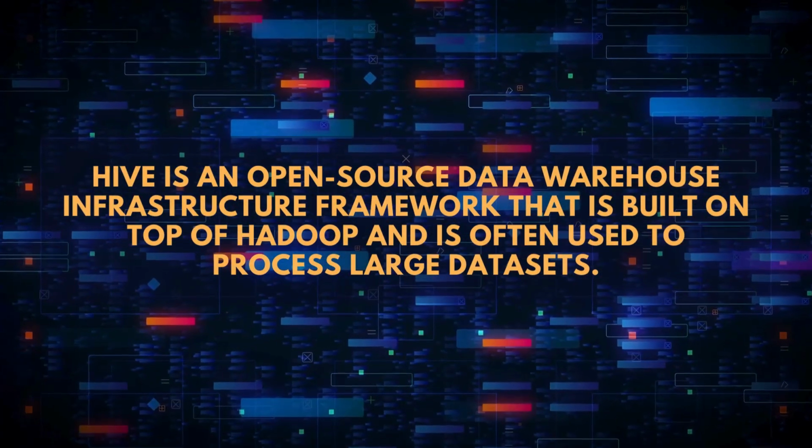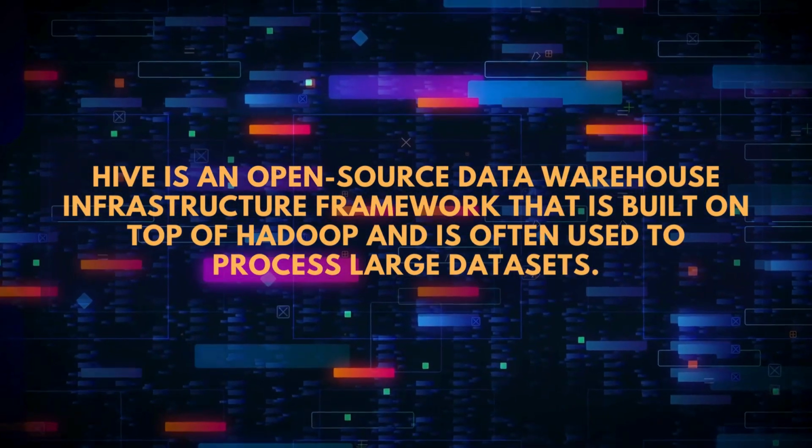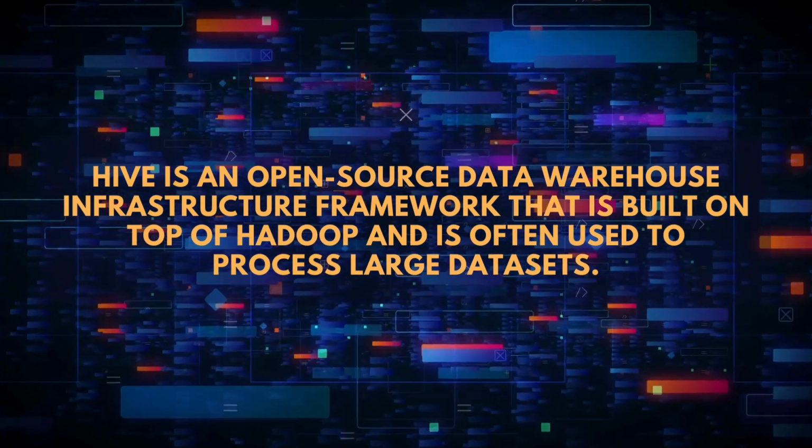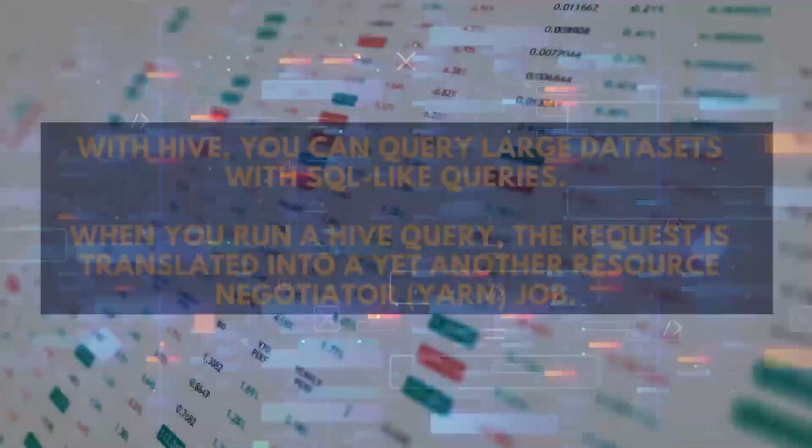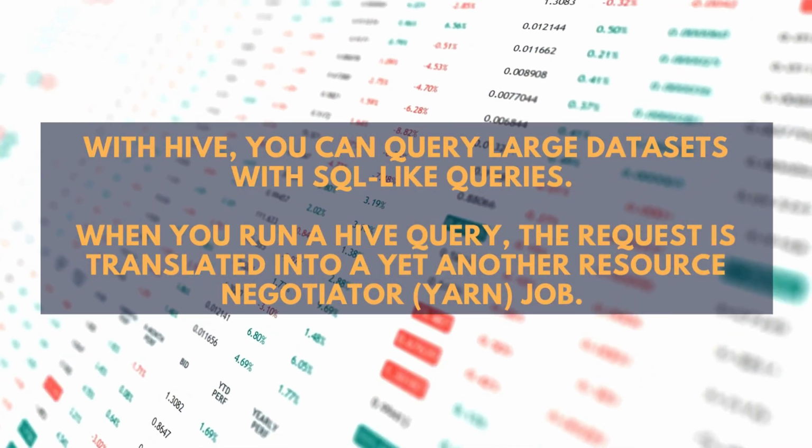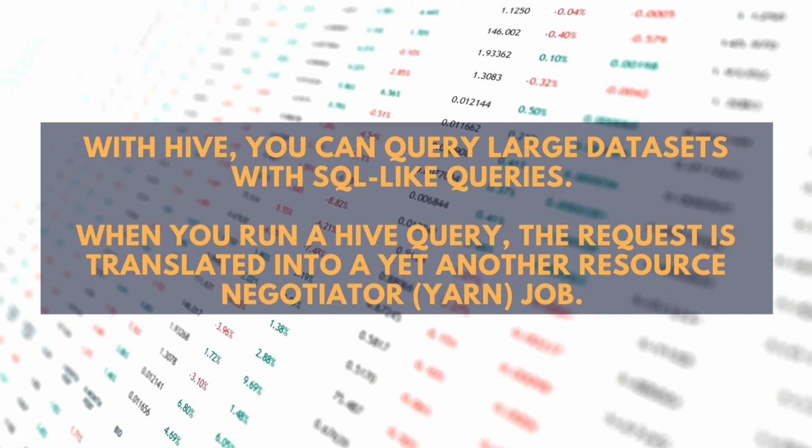In this lab, you will use Amazon EMR to process logs that are stored in an S3 bucket. To process the data in Amazon EMR, you will use Apache Hive. Hive is an open source data warehouse infrastructure framework that is built on top of Hadoop and is often used to process large datasets. With Hive, you can query large datasets with SQL-like queries.